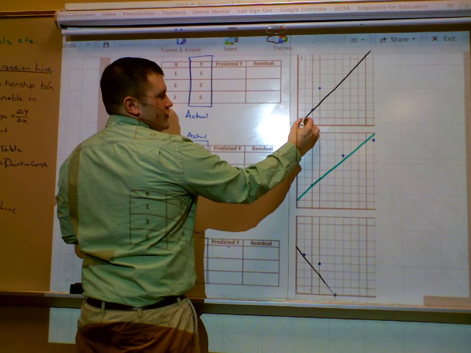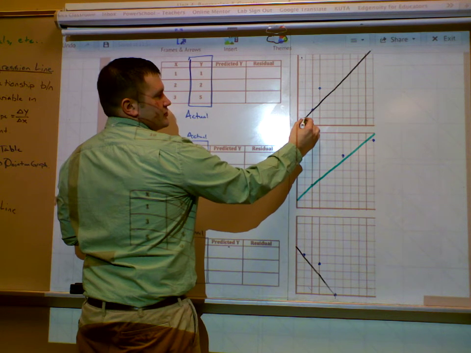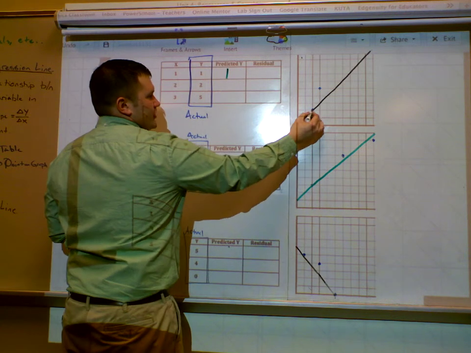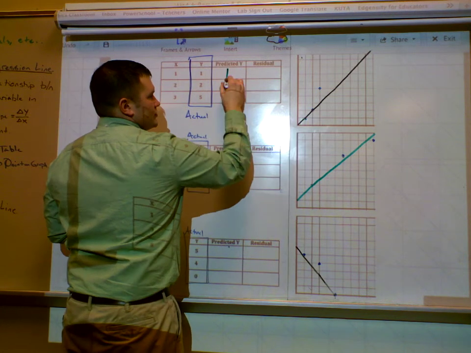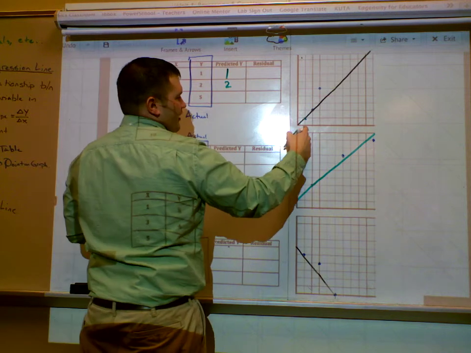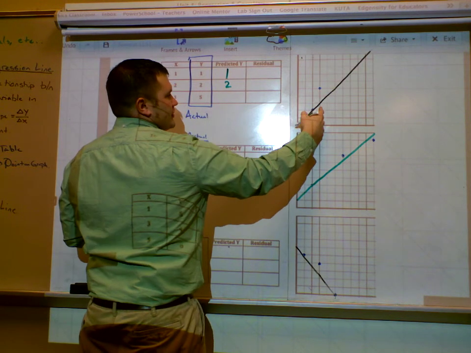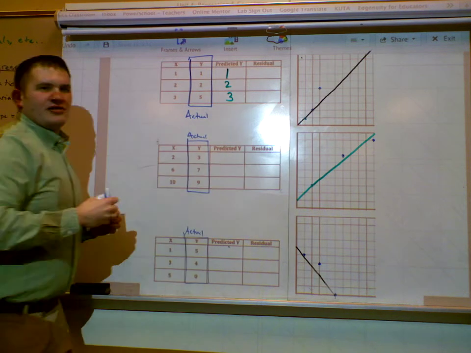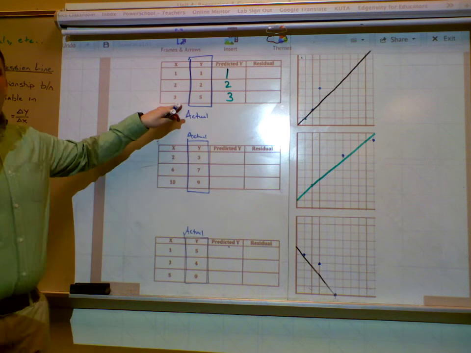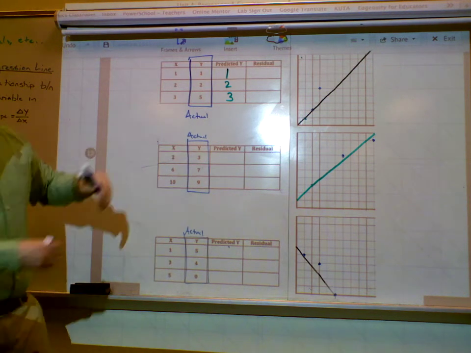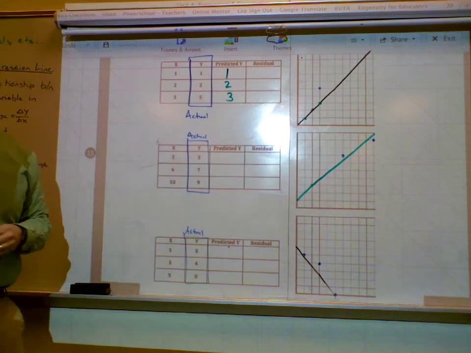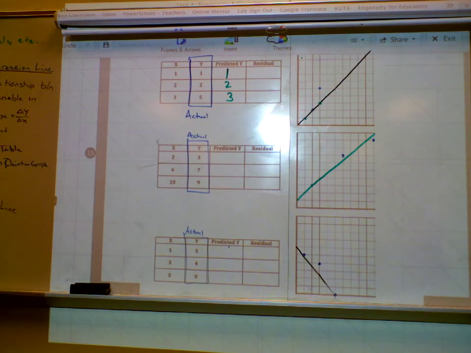So here, the y value is 1. Okay. When x is 2, the y value is 2. When x is 3, the y value is 3. The actual value is 5, wasn't it? Right? The predicted value was 3. That's where the line is at. Does that make sense? Okay.